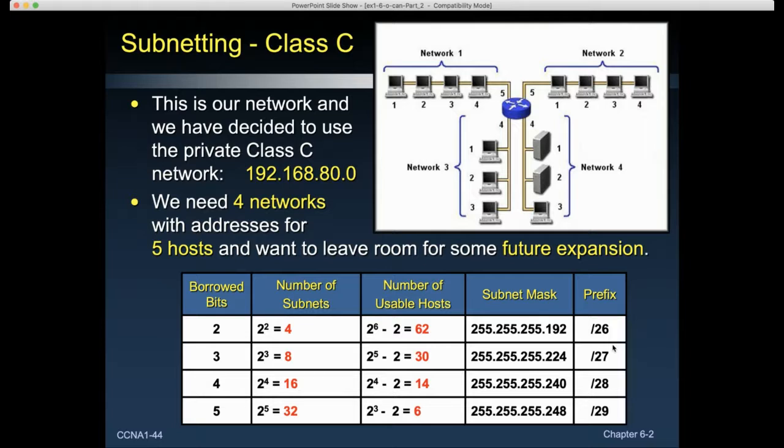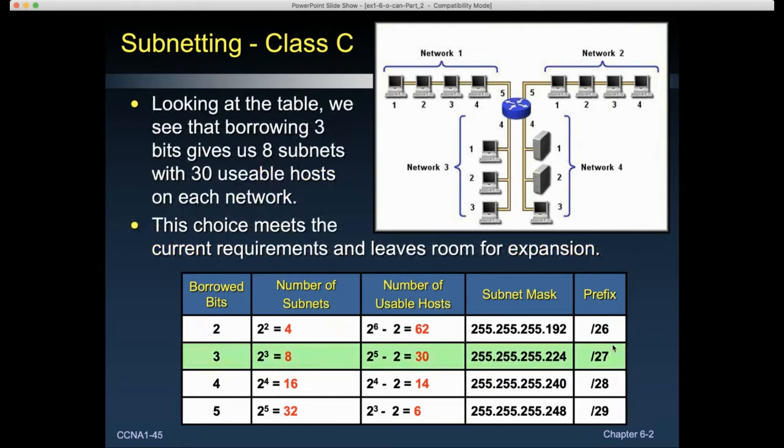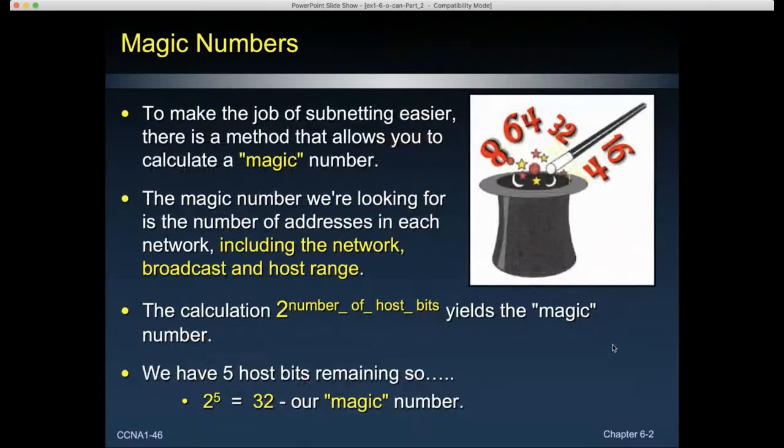What if I borrow 3 bits? Well, I create 8 new networks, and there's 30 hosts available on each one. There's only 5 hosts on each one. That would be a more reasonable value. So let's borrow the 3 bits. 2 to the power 3 is 8 subnets, and there's 5 bits left over in the host portion. 2 to the power 5 is 32, minus 2 for the all zeros and all ones. We have 30 hosts. Well, we only have 5. Now we can add new offices. We can add new employees at each office and have some room for future growth and expansion. So try to look to the future.